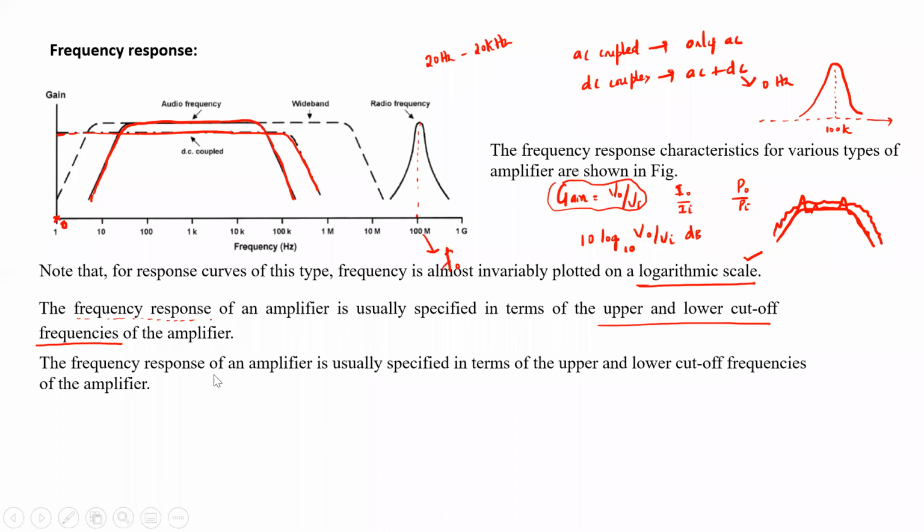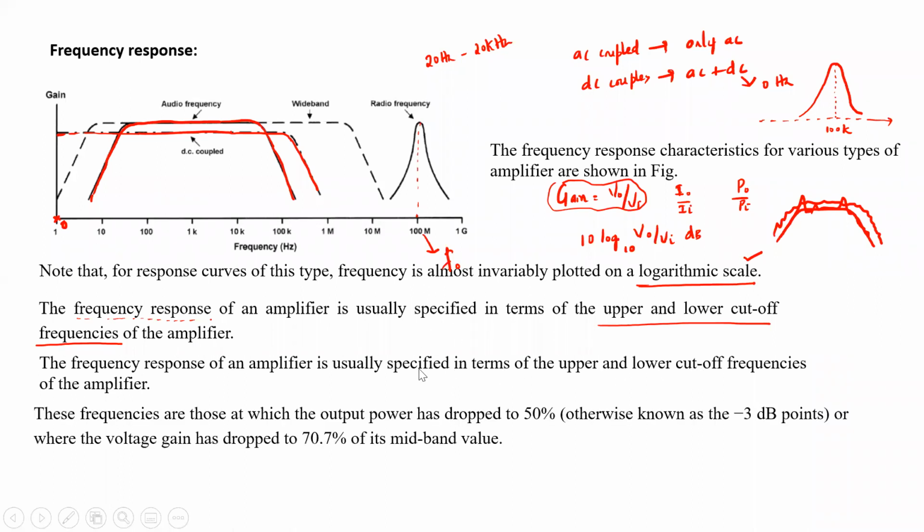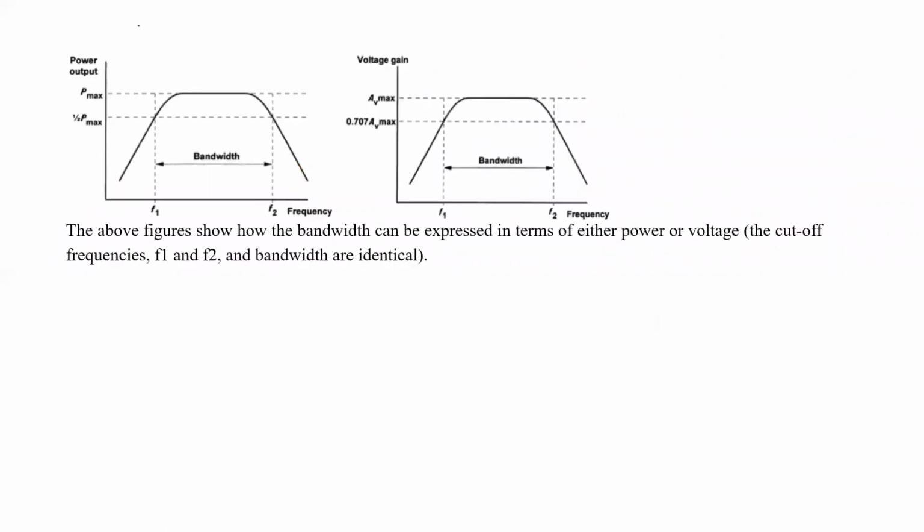Fine. Now, the frequency response of an amplifier is usually specified in terms of upper and lower cutoff frequencies. The frequencies are those at which the output power has dropped to 50%, otherwise known as minus 3 dB points, or where the voltage gain has dropped to 70.7% of the mid-band value. This you will not understand unless I give you some points now. So let me take those points here. Now, I'll take that in more detail.